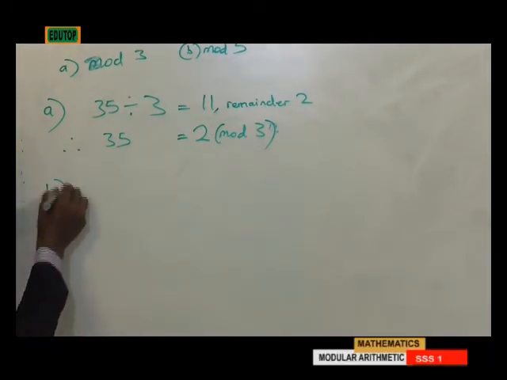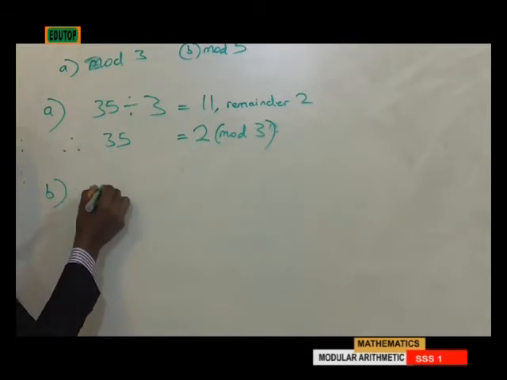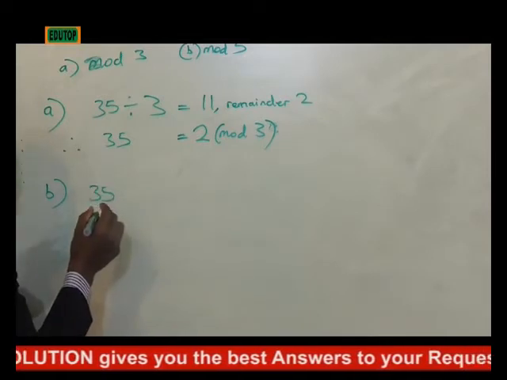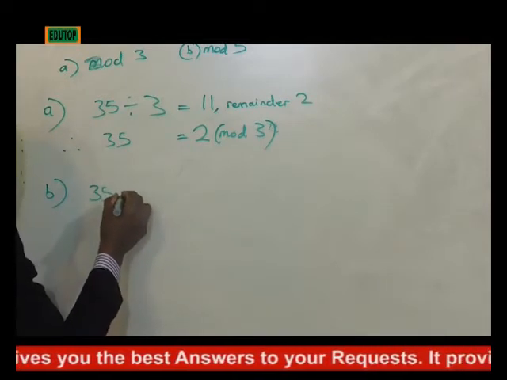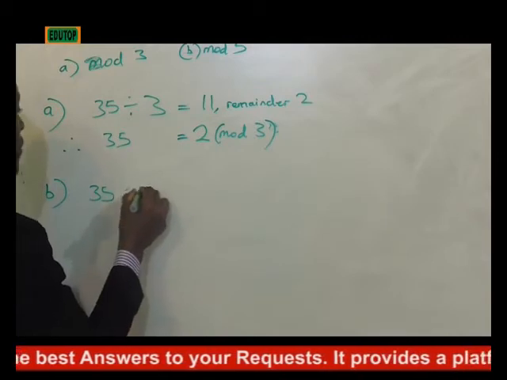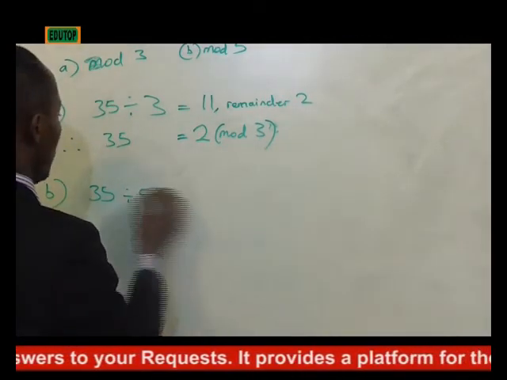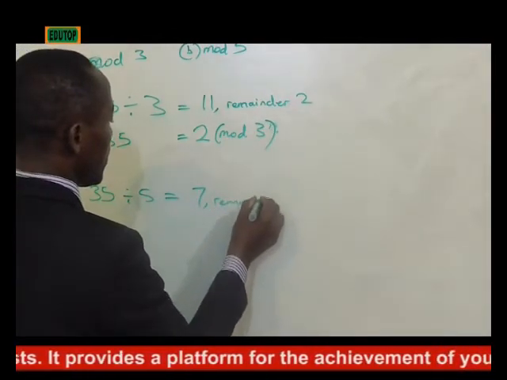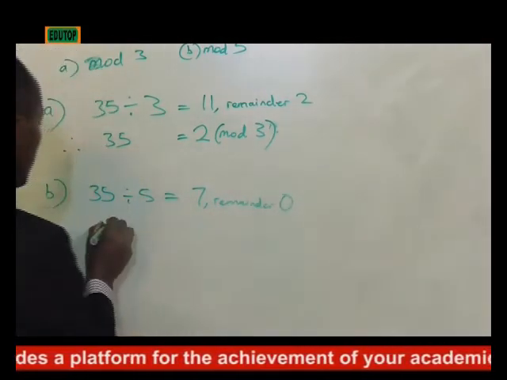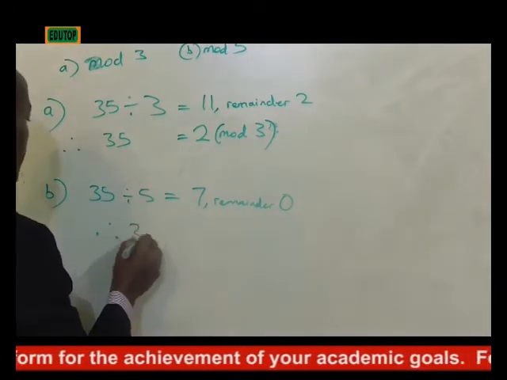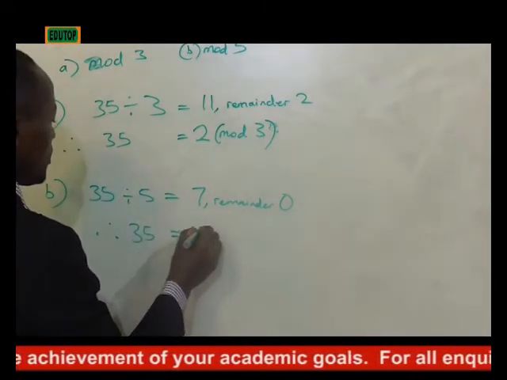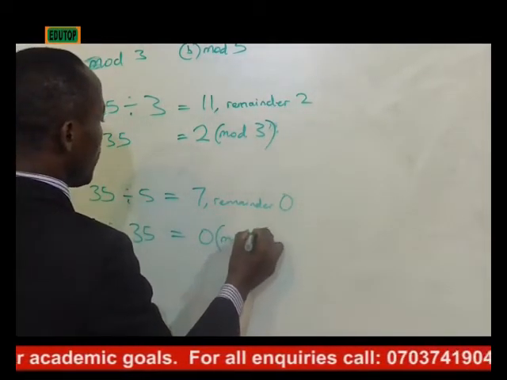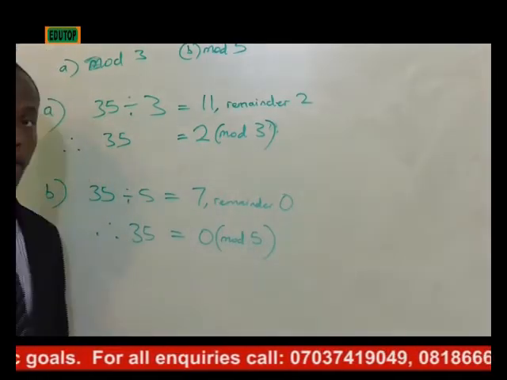Now our B, 35. You can easily say that if you are to reduce 35 to modulo 5, to its simplest form in modulo 5, that would be 35 divided by 5, which is equal to 7 remainder 0. Therefore, we can now say that 35 is equal to 0 modulo 5, which is our final answer.